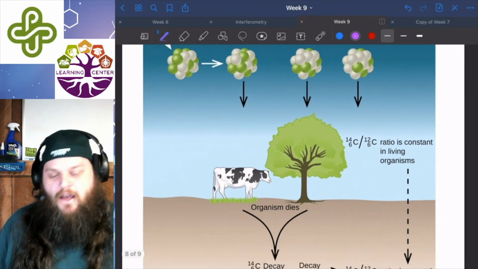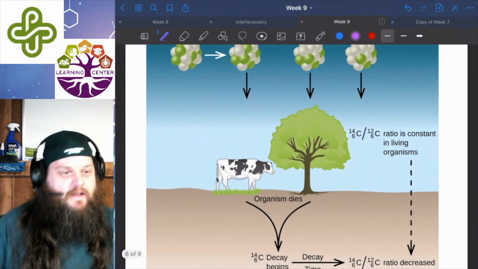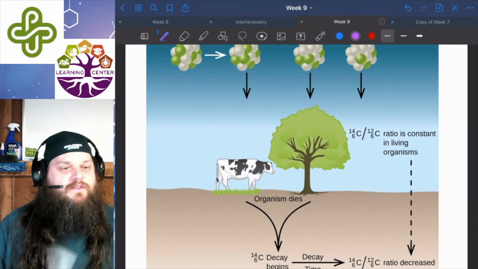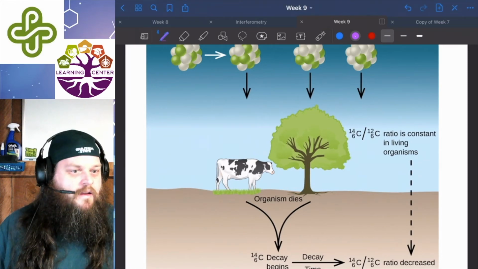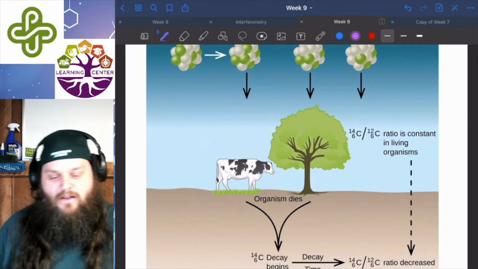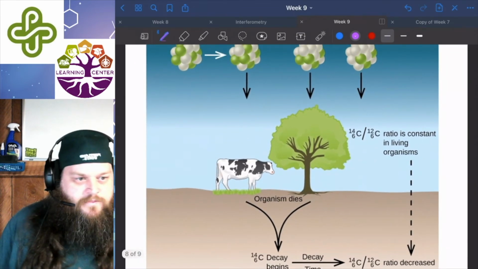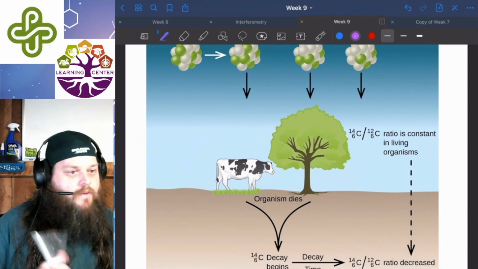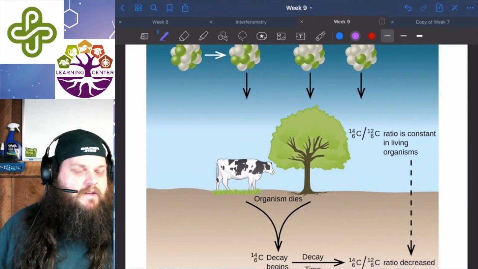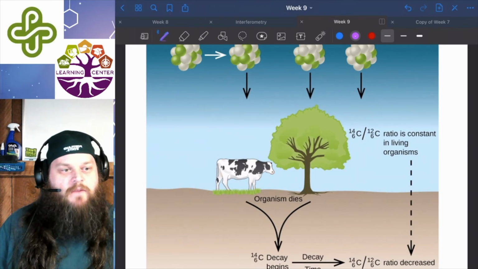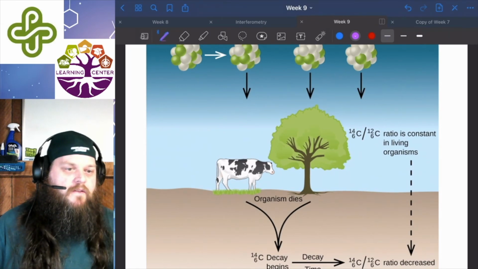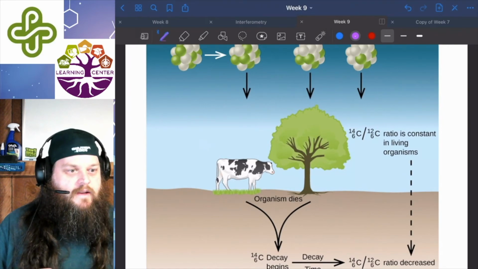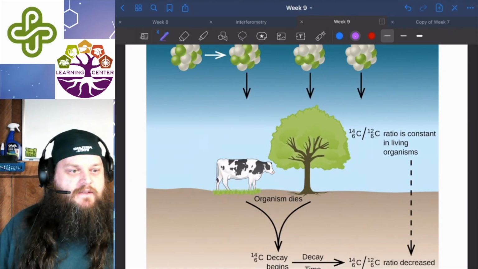And as it dies, carbon-14 can then start to decay. Up until then, it can still decay. It's just that we're replenishing our body at that constant rate. So we have that constant ratio. As it starts to decay over time, we can see that the ratio of carbon-14 to carbon-12 is decreased. And we can use that ratio that we find in very, very old objects to determine the average lifespan, because we know what the decay rate is.